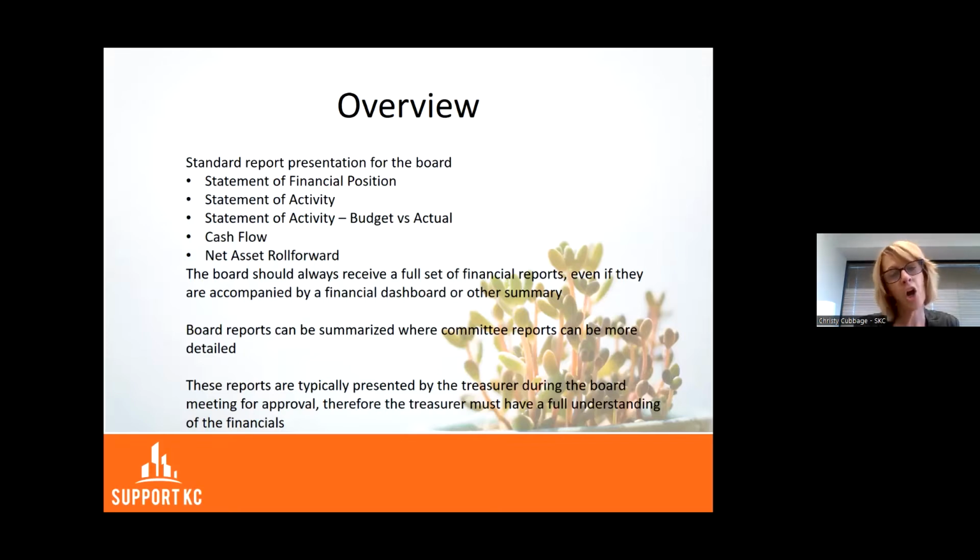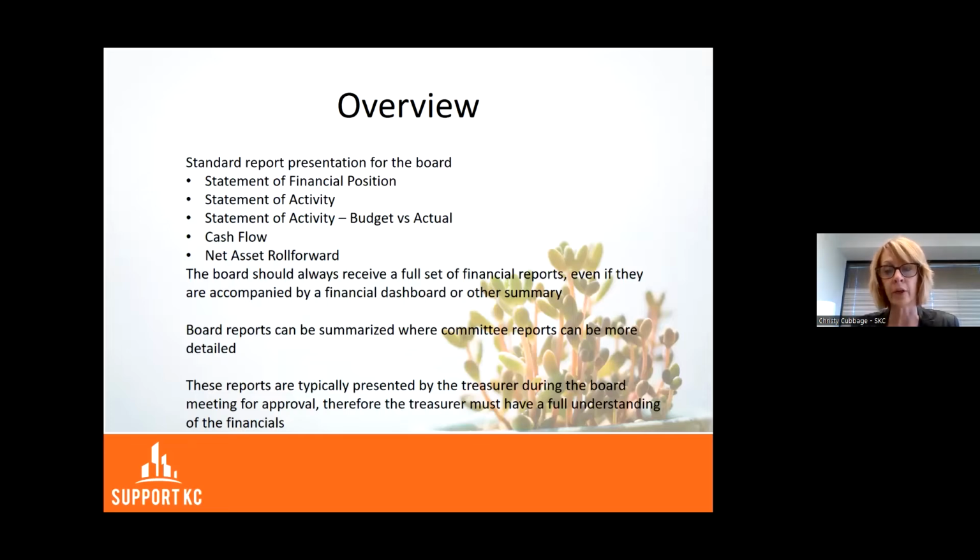So the board should always receive a full set of financial reports, even if they are accompanied by a financial dashboard or other summary. We realize that in a board meeting, you don't have a lot of time to spend on the financials. So it's great if you have a committee, like I have on the bullet point below, where a committee can look through it and navigate some of the questions and be prepared for board meetings.